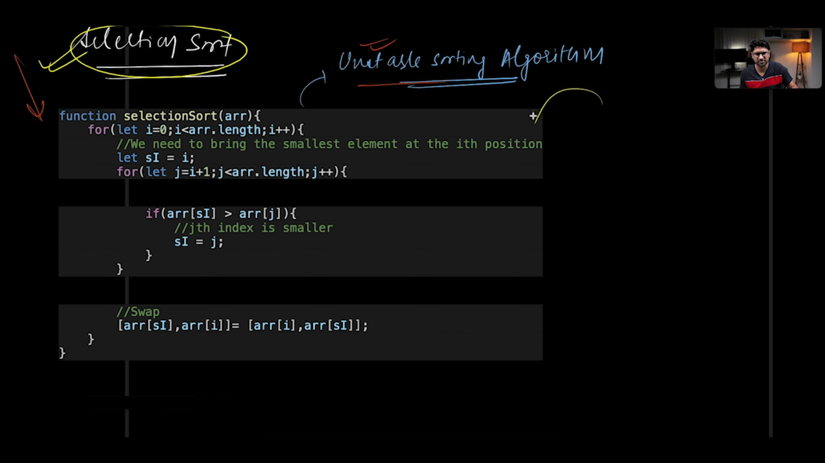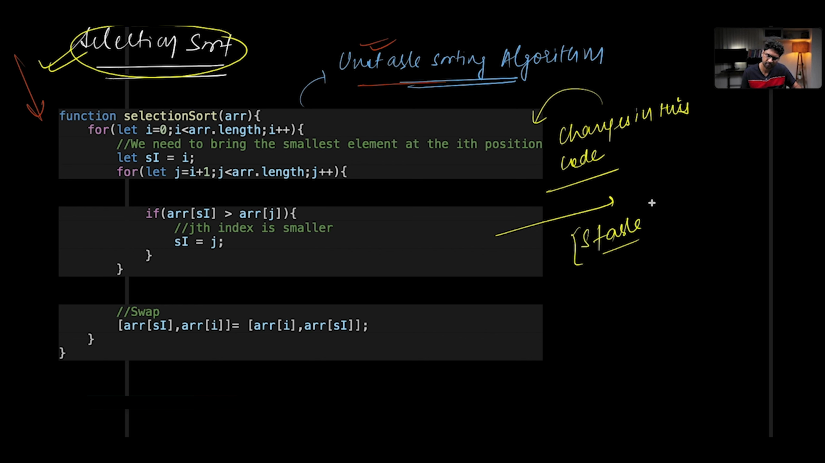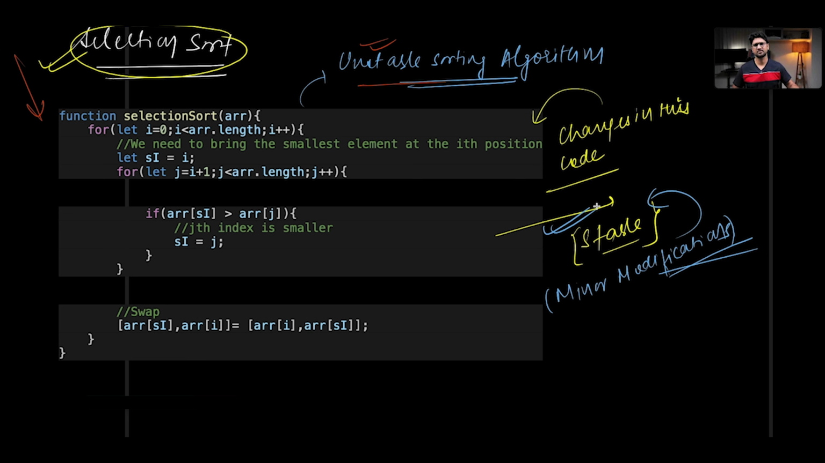Now they will ask you a question. They will say, okay, it is unstable. Can you make changes in this code so that this becomes stable? The basic structure of this entire loop you cannot change, so you only have to do a minor modification. Using minor modifications, can this become stable? Can I make this stable?